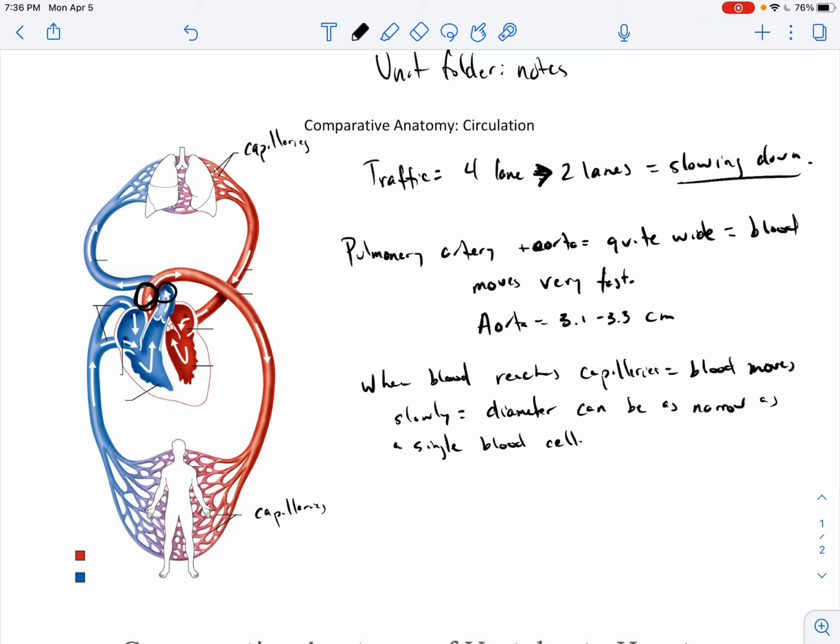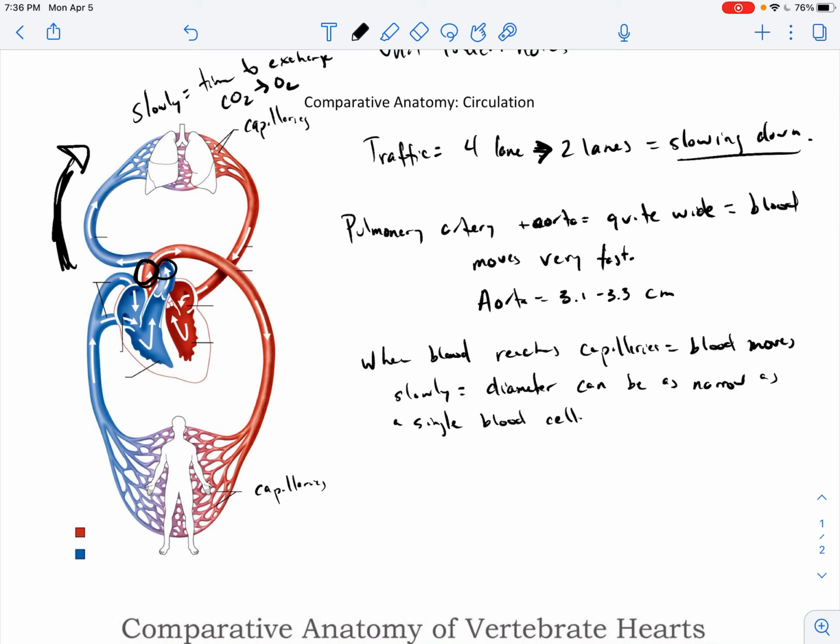Okay, so what does that mean and why do we care? Well, blood moves very quickly up to the lungs and then it moves slowly. And that's a good thing, because this gives us time to exchange. Obviously at the lungs, we are exchanging CO2 with O2. And then once we reach the capillaries of the body, we're doing the opposite. We're exchanging O2 for CO2 and obviously nutrients and waste. So what we're trying to do there is slow things down. And then we go back to the heart and we're still moving slowly.